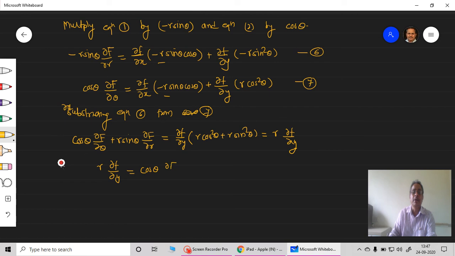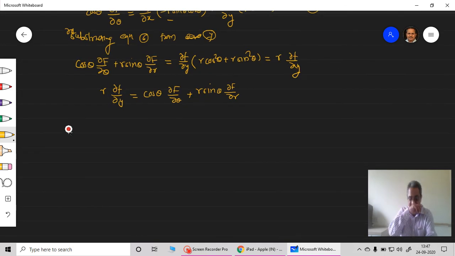into ∂F/∂θ plus r times sin theta into ∂F/∂r. So again you can cancel r on both sides, so r will come in the denominator for the first term on the RHS, whereas r will be cancelled on the second term in the RHS.